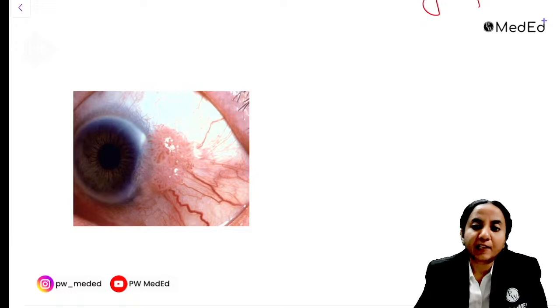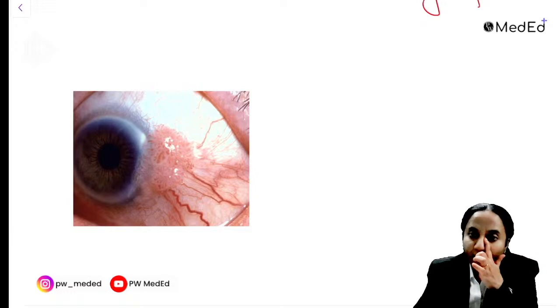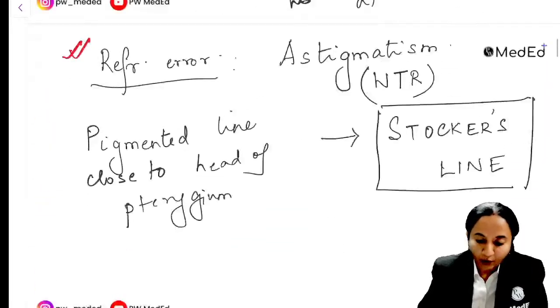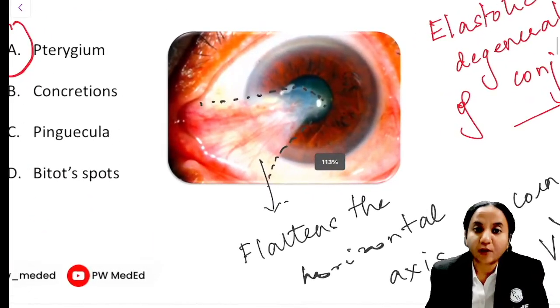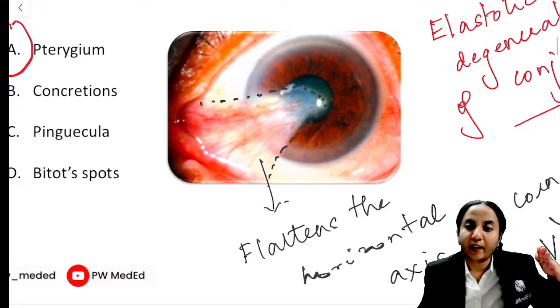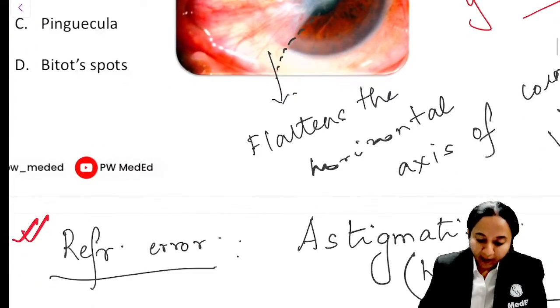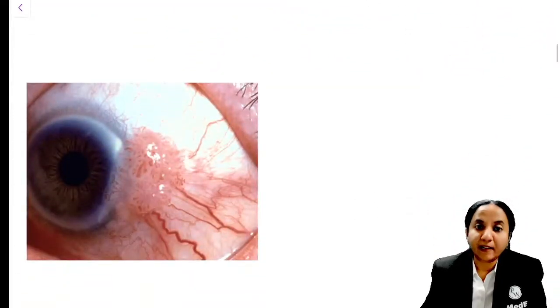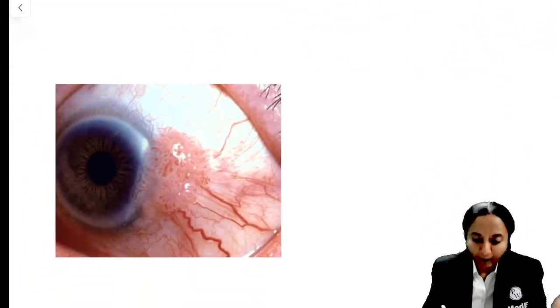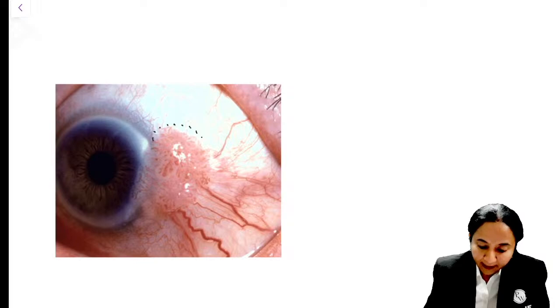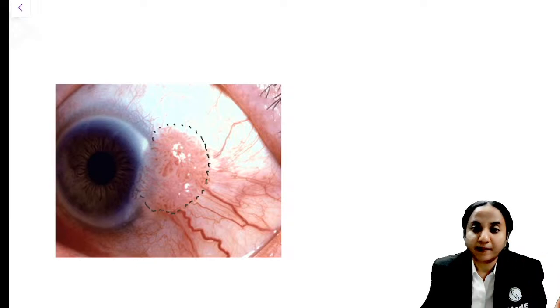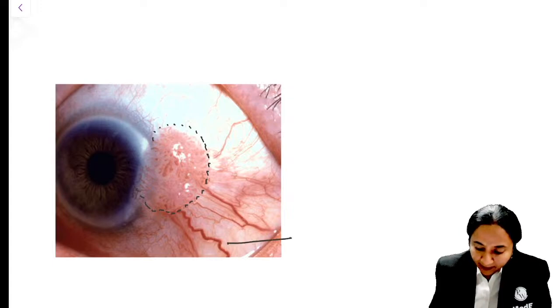Why am I saying it's not a pterygium? It is not starting from the corner of the eye. So, have a look at this picture once more. A pterygium starts from the corner and you see a wing-like fold growing onto the surface of the cornea. At first glance it looks like that, but actually it is not. It's not starting from this corner. It is a mass here at the limbus. You can see that the surface is irregular and you can see these feeder vessels.